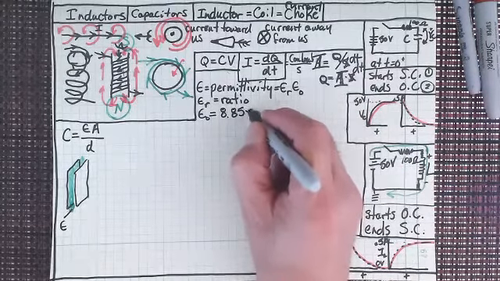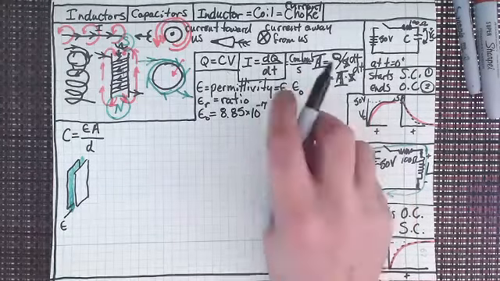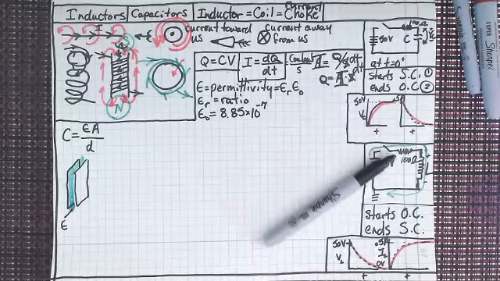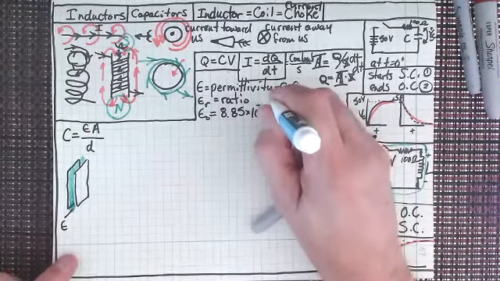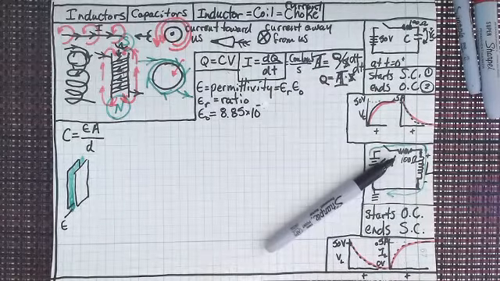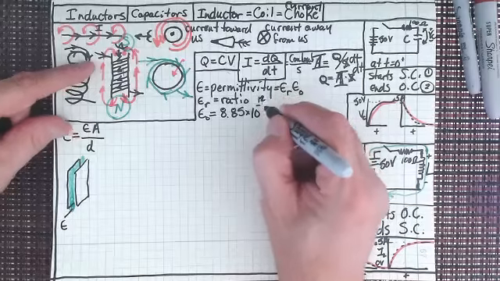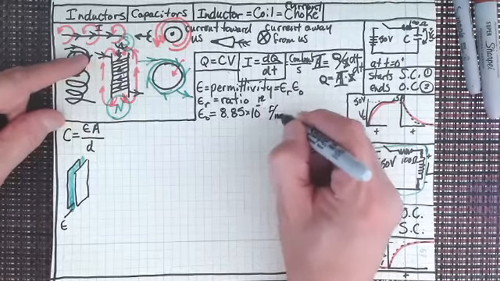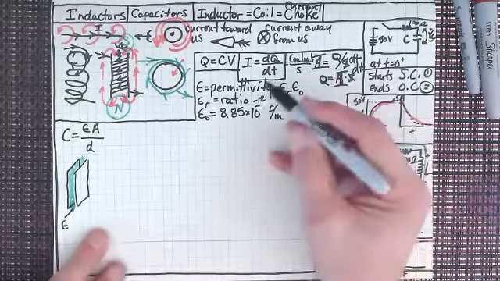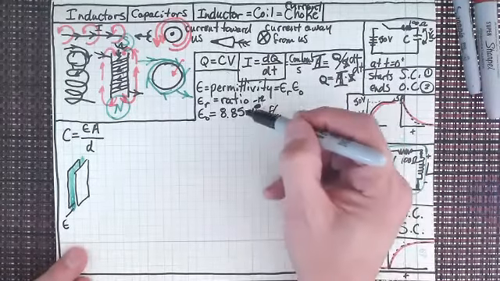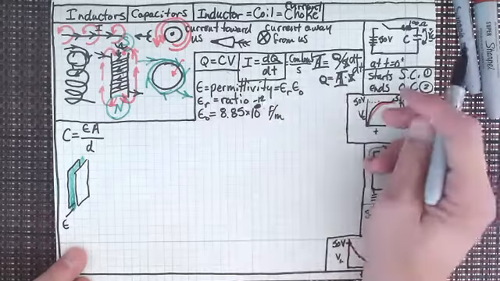And the permittivity of outer space is 8.85 times 10 to the minus 7. Oh, wait, no, 12. I'm getting my two constants mixed up. I'm going to give you both of the constants right now. I don't know why I put 7 there, because this is minus 12 farads per meter. So 8.85 times 10 to the minus 12 farads per meter. And that is my absolute permittivity.